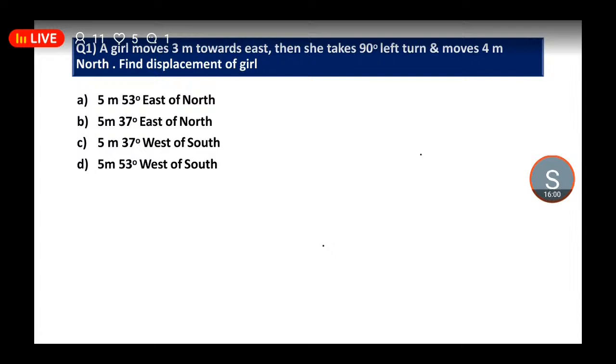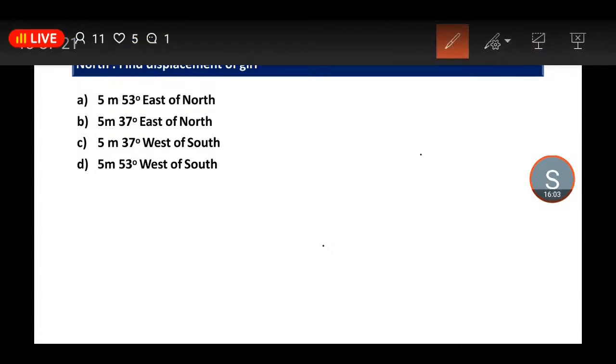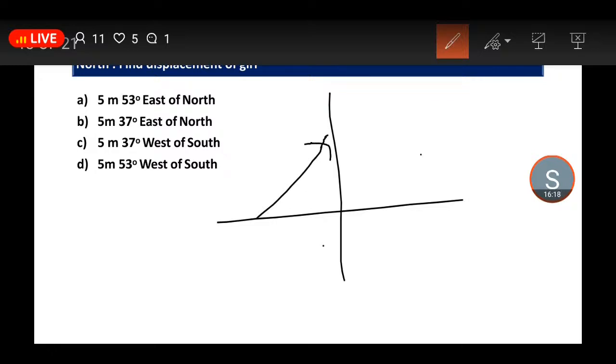How did I come to know? Using direction. Yesterday I said, find the displacement, right? Each angle will be 90 degrees, and the girl has moved like this. This is north, this is east, yes, correct. This is 53, this is 37. The girl has moved 37 degrees, meaning they have asked this particular question. Think the girl moves 37 degrees east of north. From north, the girl moves 37 degrees east. That is the meaning of that statement. Okay.